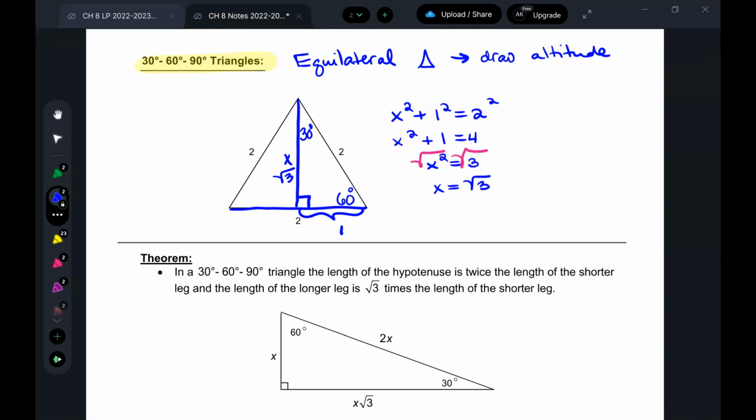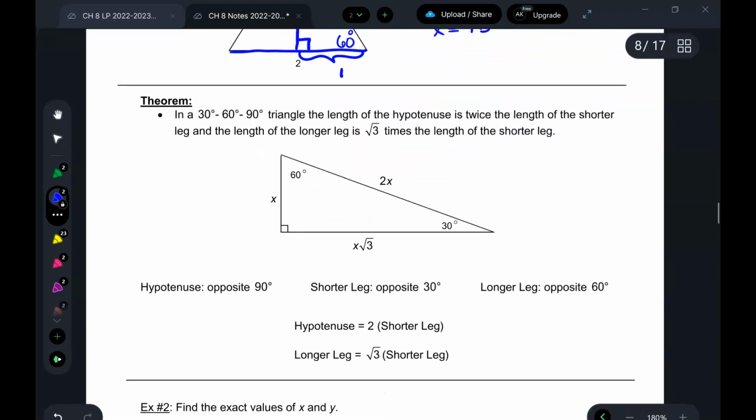Okay, so look at what we have. We call this the shorter leg. This is what we call the longer leg. And here we have our hypotenuse. Again, we're just looking at half of that equilateral triangle. So anytime we have the shorter leg, we're going to multiply by root 3 this time. If we want to find the hypotenuse and we have this leg, we're going to multiply by 2. So here's our theorem. In a 30, 60, 90, the hypotenuse is twice the length of the shorter leg, and the length of the longer leg is root 3 times the shorter leg. So this is what it looks like here, here, and here.